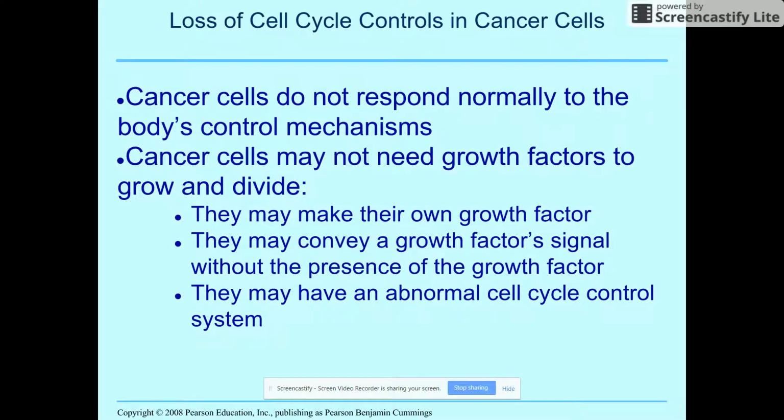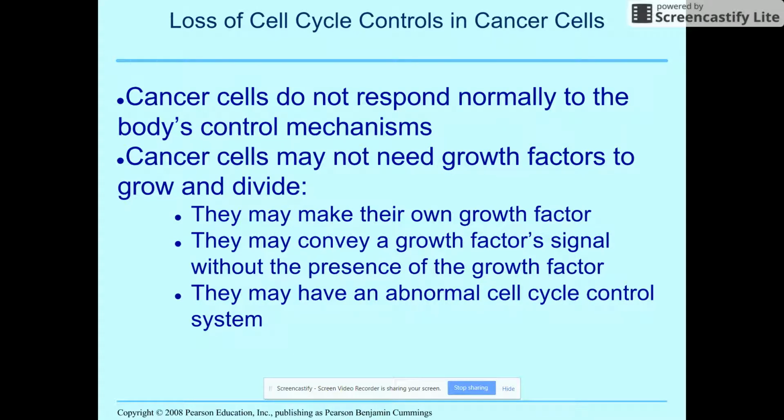Cancer cells, when we do develop cancer, do not respond normally to normal control mechanisms within our body. Whereas normal cells need growth factors in order to divide, cancer cells might not need those growth factors, or they can create their own growth factors that will promote them to grow out of control. They can also convey a growth factor signal without the presence of the growth factor.